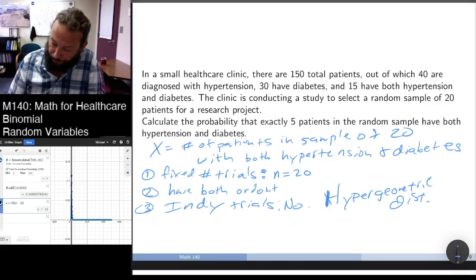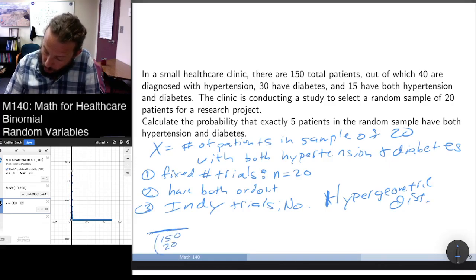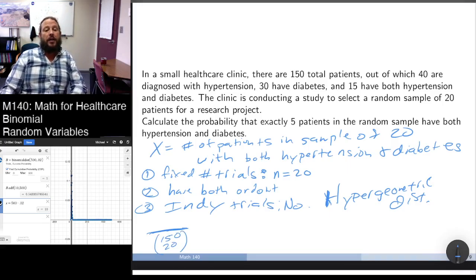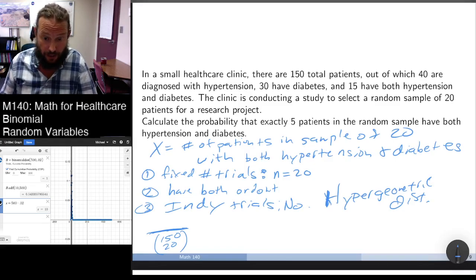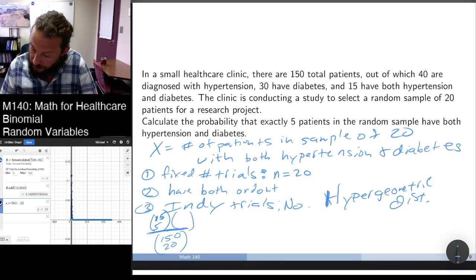But here, remember, we have to find the size of the sample space. It's going to be 150 choose 20. And now what's our numerator? This is how many ways to choose a group of 20 that has 5 with both hypertension and diabetes. Well, we have to choose 5 from the 15 with both. And then there are 150 total, so 135, and let's choose 15.